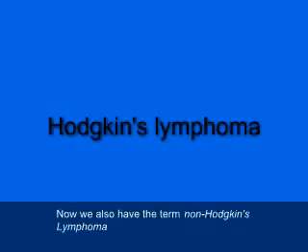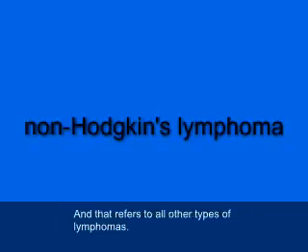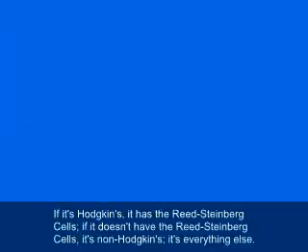Now, we also have the term non-Hodgkin's lymphoma, and that refers to all other types of lymphomas. So if it's Hodgkin's, it has the Reed-Steinberg cells. If it doesn't have the Reed-Steinberg cells, it's non-Hodgkin's. It's everything else.